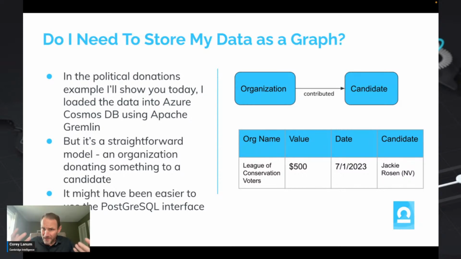But if I actually think about what that data really looks like, I've got an organization, I've got the value of the amount that was given, the date and time that it was given on, and the candidate. The candidate probably has some properties, like the state that they represent, or things like that.